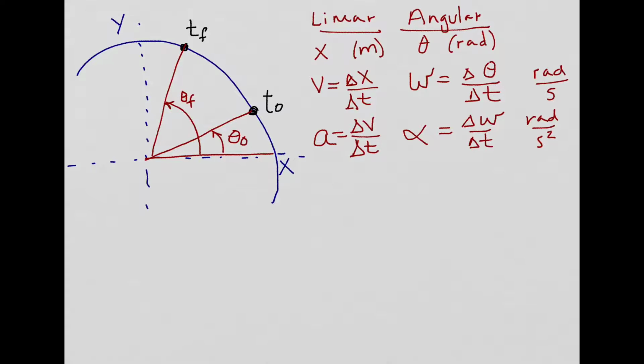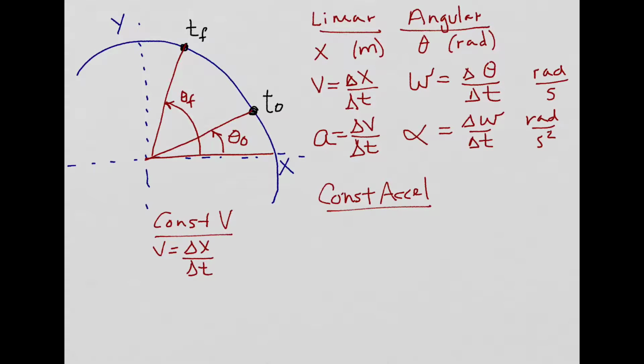In situations of linear motion, we have two kinds of problems. We have constant velocity, and in that situation, we really only have the one equation, v equals delta x over delta t. We also have constant acceleration problems, in which we have three equations.